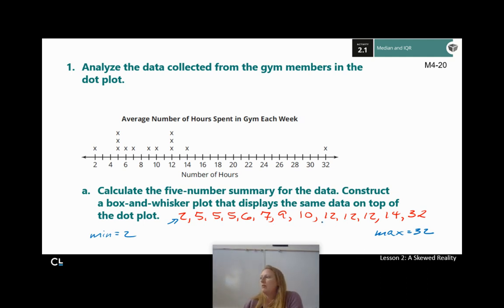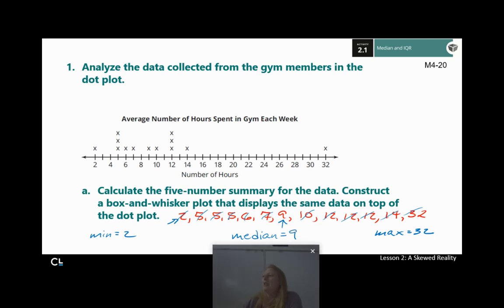Median is next, right? We have to find the median, so I need to find the guy in the middle. Let's see here. Not you, not you, not you, bump. I'm working my way toward the middle. Oh, there it is. So my median is 9.